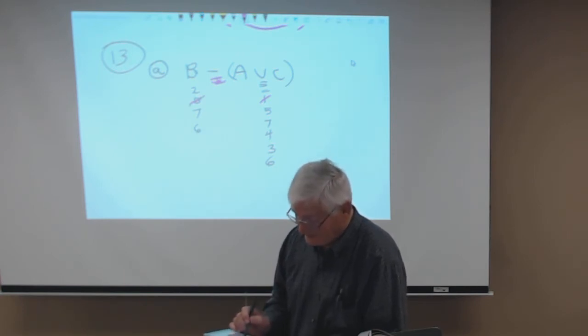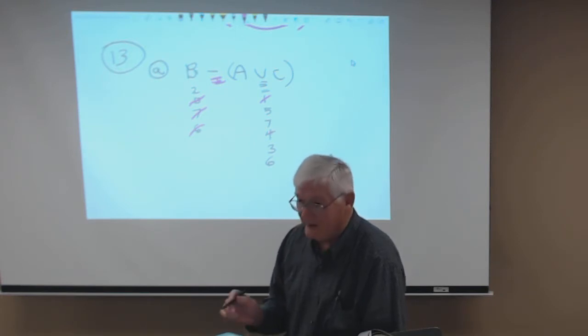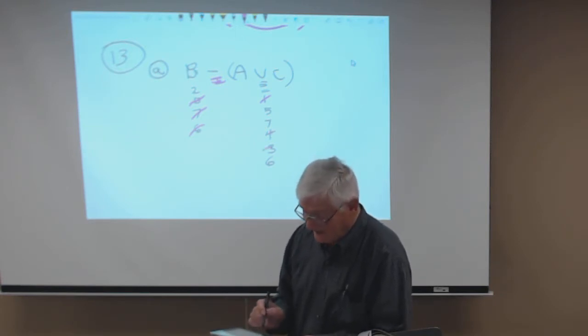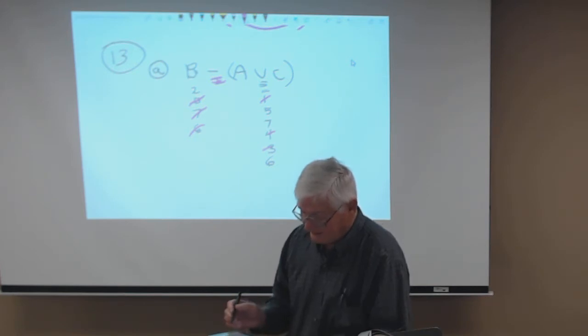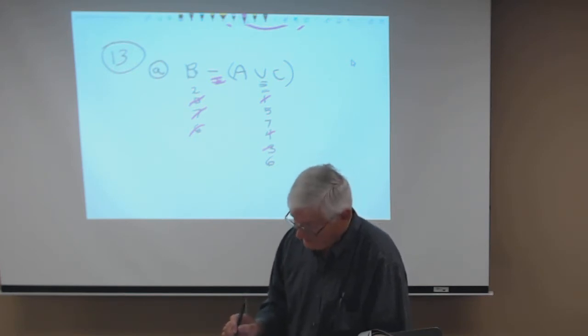Is there a 7? So I take out the 7. Is there a 6? So I take out the 6. Is there a 3 or a 4? No, so I just ignore them. You follow me? So now what's the answer to B minus A union C? Empty set.